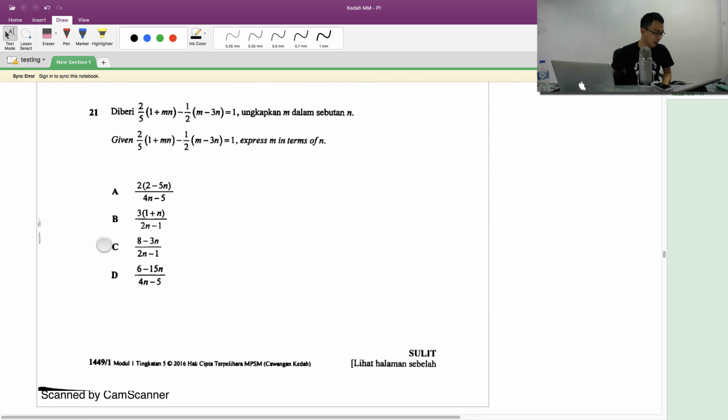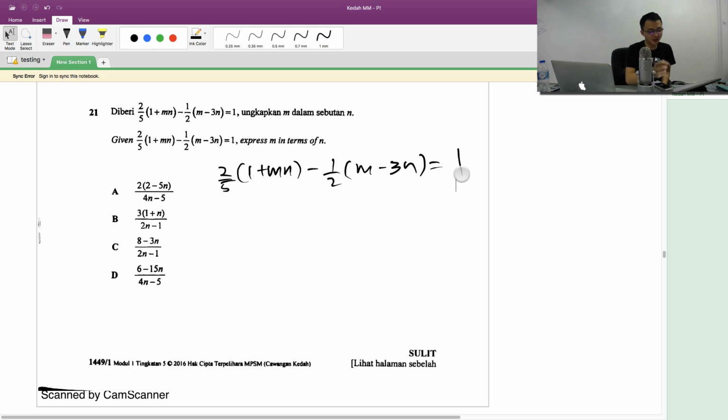Okay, question 21. You have to solve this one, m in terms of n. Yeah, this one is a bit tricky, so I will teach you how to solve it. This is 2 over 5, 1 plus mn, minus 1 over 5, 1 over 2, m minus 3n equals 1.